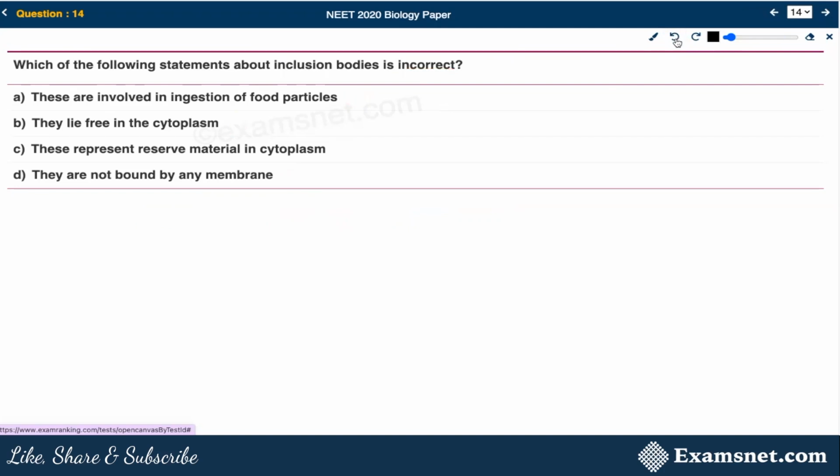We're going to do this question again. Sorry for the inconvenience. So we have to actually find out regarding the statements about the inclusion bodies, which is actually incorrect. All right. So we have to find out the incorrect statement, and I have considered it earlier to be the correct statement. So that's where the confusion happened. So basically, which of the following statements about the inclusion bodies is incorrect? That is what it is talking about.